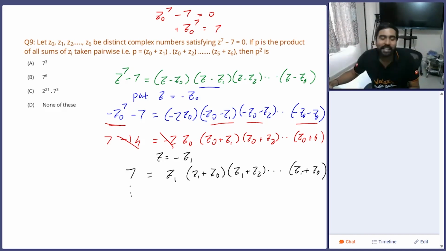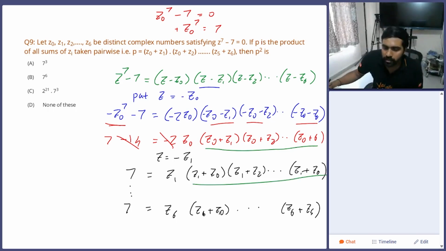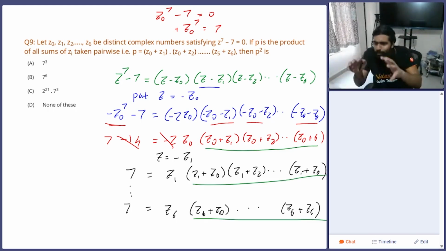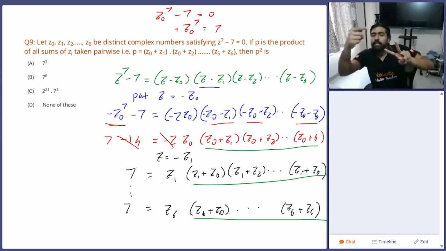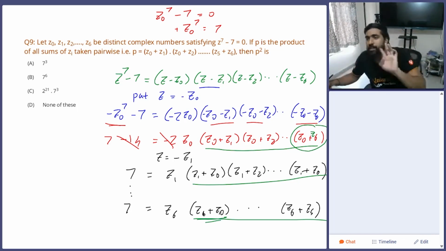And the same pattern I can say will be true for all the cases up until Z6, where I will get Z6 plus Z0 and so on and so forth till Z6 plus Z5. Okay? The reason why we did this is that I can now see Z0 plus Z1, Z6 plus Z0, all of those terms are created and every term is present 2 times. Once in itself and second time, like Z0 plus Z6, it is there once when you have substituted Z equal to Z0, and once it has also come when you substitute Z equal to Z6. So all of those terms are present 2 times.